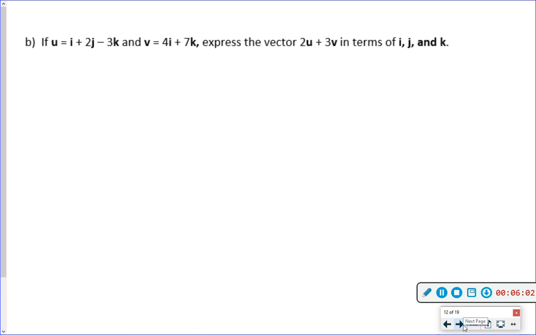If U is that, V is that vector, express the vector 2U plus 3V in terms of I, J, and K. Okay, mental math here. 2 times U, if it helps, think of that as a 1. So I'm going to have 2 plus 12, let's make it 14I. And the I should be bolded, but that's impossible. All right, I'm going to do the J now. So 2U, so 4. And then, of course, no J, so think of that as 0. So I'm just going to ignore that. So 4J.